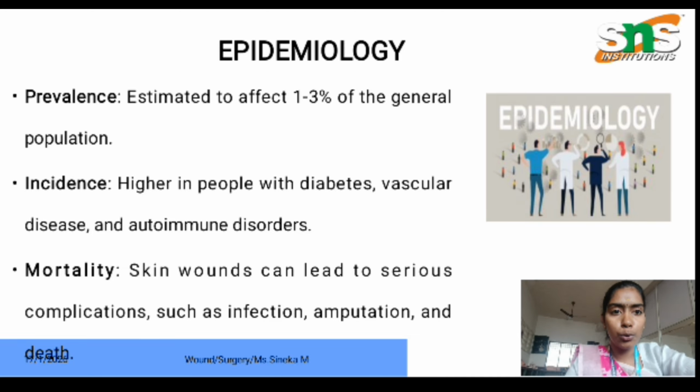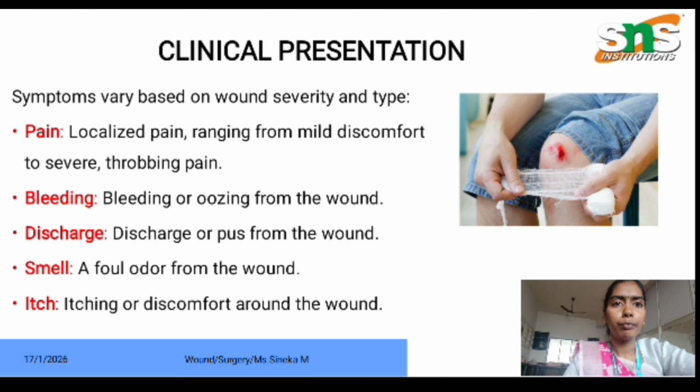Mortality, skin wounds can lead to serious complications such as infection. If you are not treating infection properly, it will lead to amputation, and if you are not treating the infection and the amputated site properly, then it will lead to further infection and also in future it may lead to death. So skin infection mortality rate is high when we are not giving proper wound care.